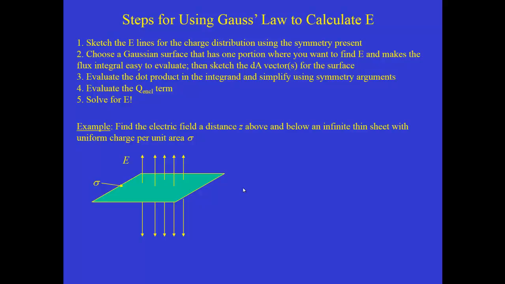So, what's that going to be here? Well, we want to find the electric field at distance z above the plane, and so it would be nice if the surface that we choose has a flat part that's at that position, z above the plane, and then also below the plane. By symmetry, we can expect that for a certain distance z above the plane, the field there should have the same magnitude as the distance z below the plane. But we want our Gaussian surface to take advantage of that.